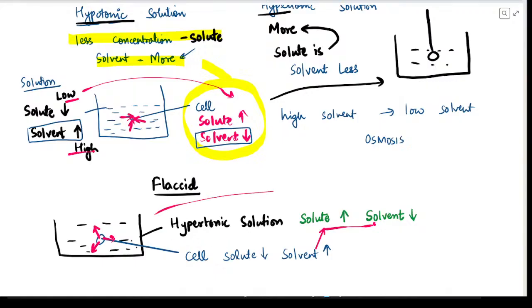So over a period of time, the container which has got hypertonic solution, in that the cell will be shrinked. Okay. So here osmosis is happening from cell to the solution. So that is why we will call it as exoosmosis. Now this shrinked cell is known as a flaccid cell.